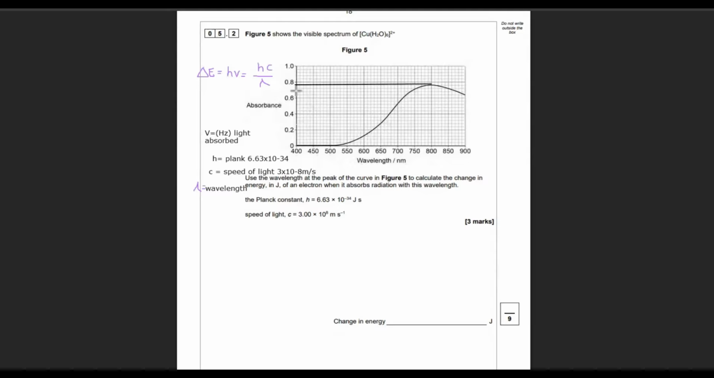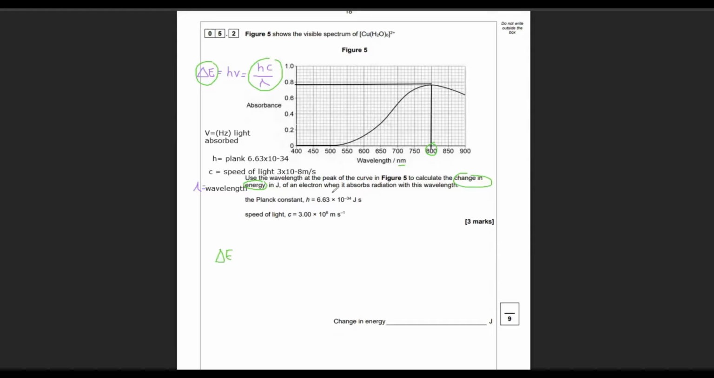Now, what do we want to do? Well, essentially, we can say the energy gap is equal to hc over the wavelength, because you can just remember it as that. Delta E equals hc over the wavelength. So we know that we use the wavelength at the peak of the curve. I've drawn a line here going to the peak, and at the peak of the curve, we didn't actually need the absorbance. The wavelength is 800 nanometers.